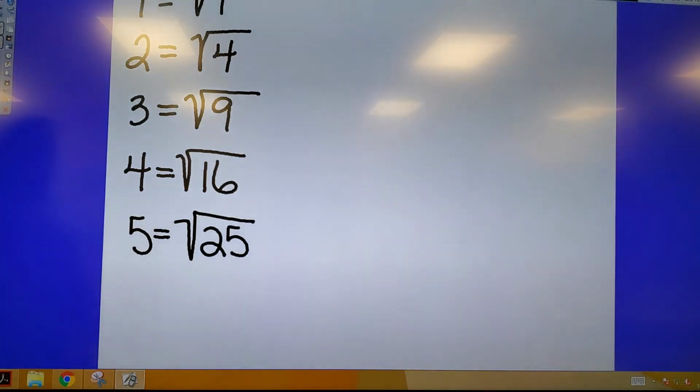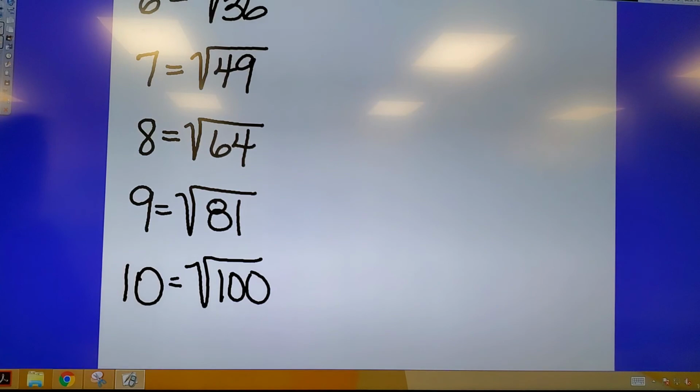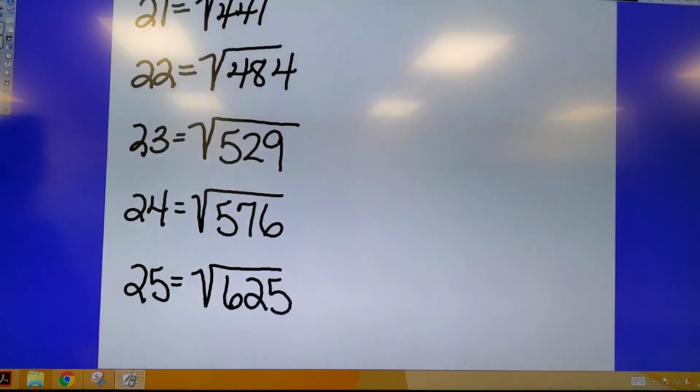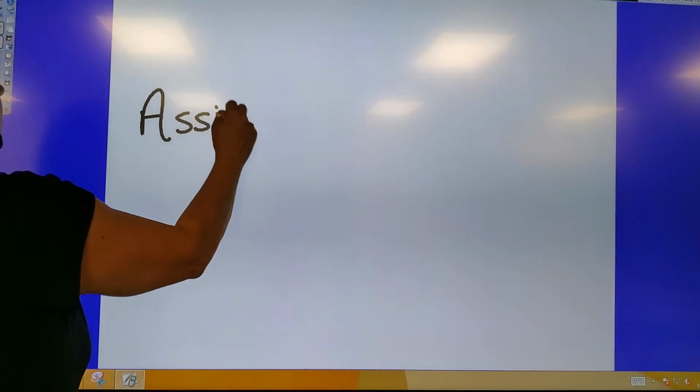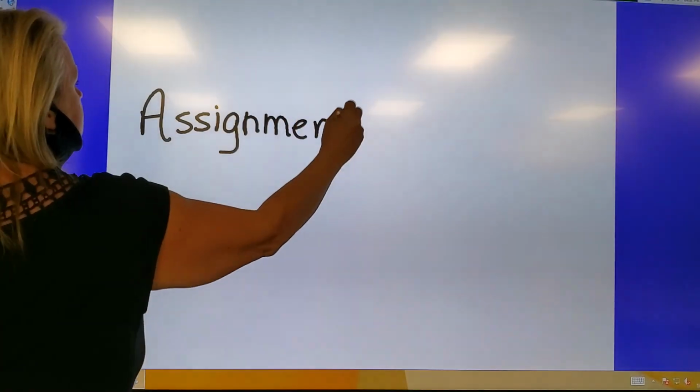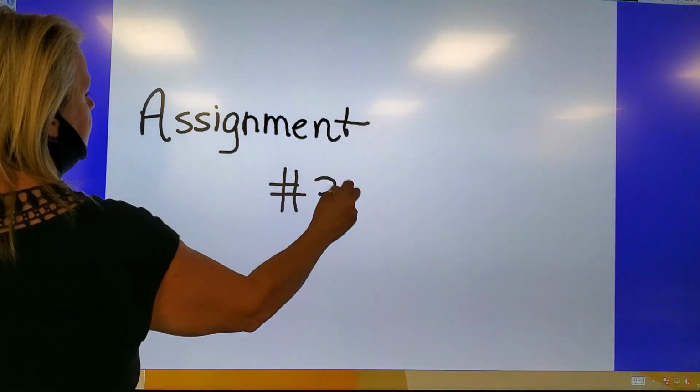So you can use your notes now as a resource to be able to complete your assignment number 3. So again, this will help you with your assignment number 3 for quarter 2.